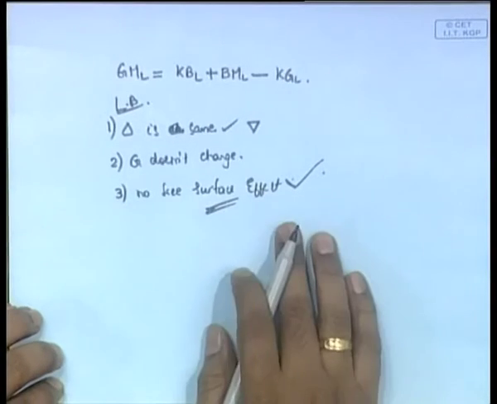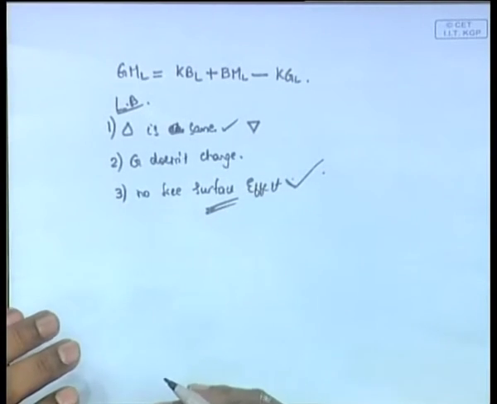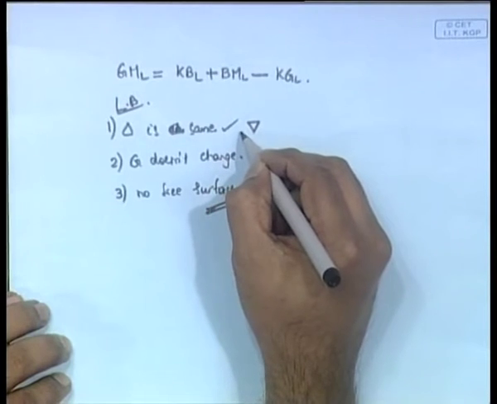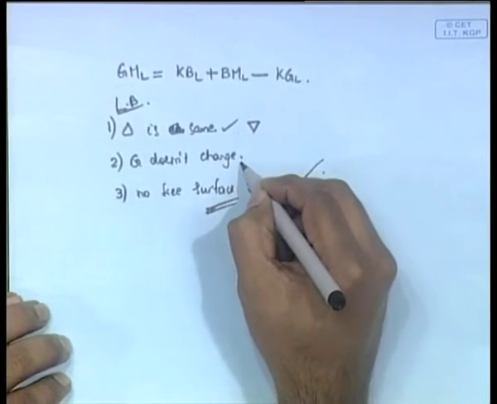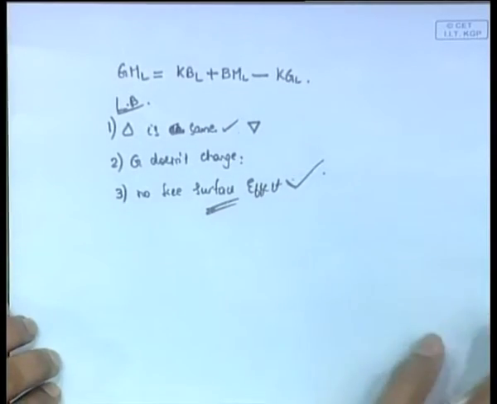In this case you do not take free surface effect, but on the other hand if you do it by the method of added weight, it becomes different. Delta changes, G changes, and free surface effect has to be taken. These are the exact differences between the two.